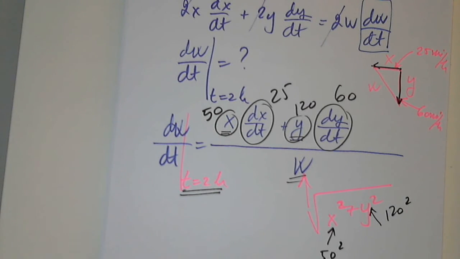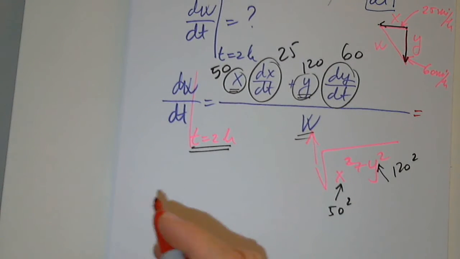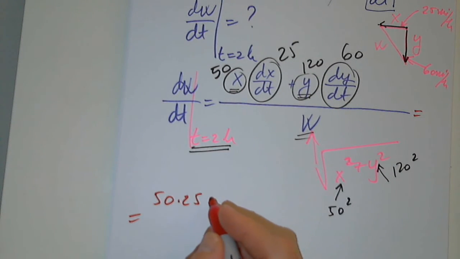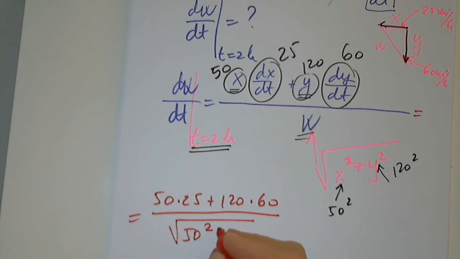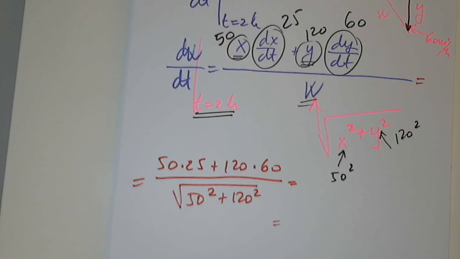Let me clean it up and just present the numbers neatly. So 50 times 25 plus 120 times 60, everything divided by the square root of 50 squared plus 120 squared. That's all we need. And now we can plug it in your calculator. Don't forget to put parentheses around the numerator. Any questions? Parentheses around the numerator. And since the denominator is just one quantity, you don't have to, but I will put parentheses under the square root.